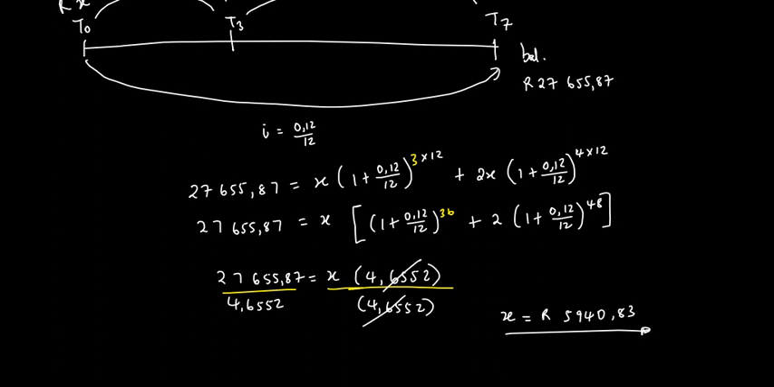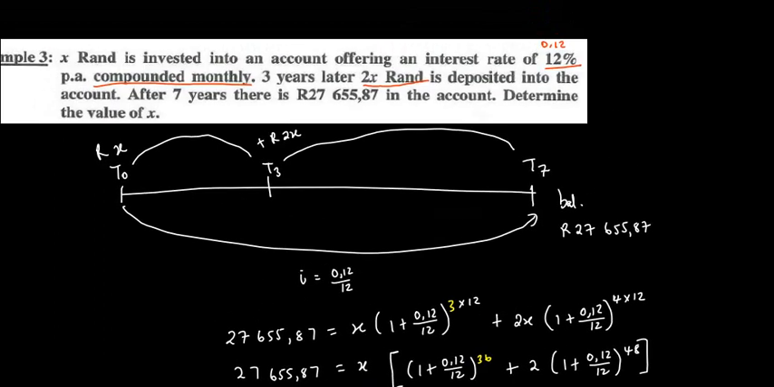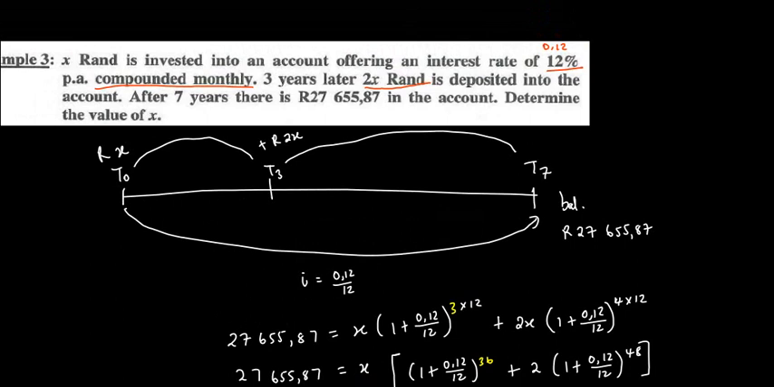All right, so what we are saying is that when you have a timeline, you just have to look at the total amount of years we are dealing with. Here they invested X rands into an account. So here we are starting with X rands. Remember I said T0 is the bank. You invest X rands. The X rand is going to grow for the 7 years.